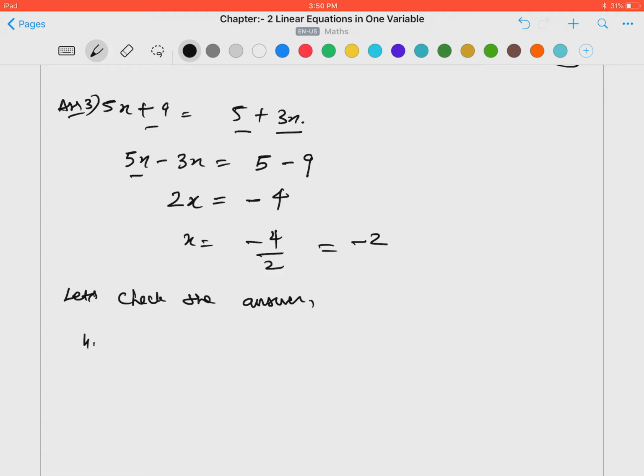Left hand side term, we have 5x plus 9. 5 into minus 2 plus 9. 5 into minus 2 is minus 10, plus 9 will result into minus 1.